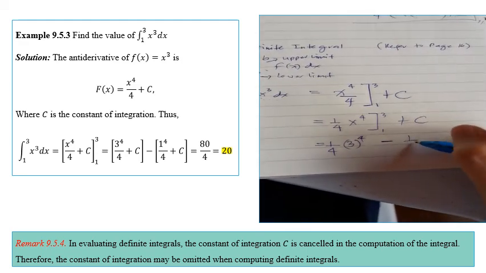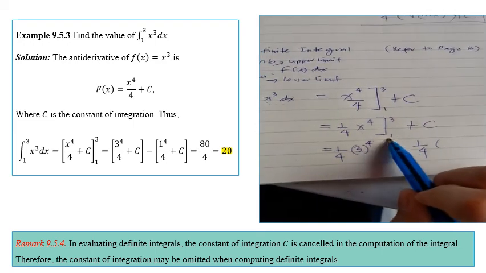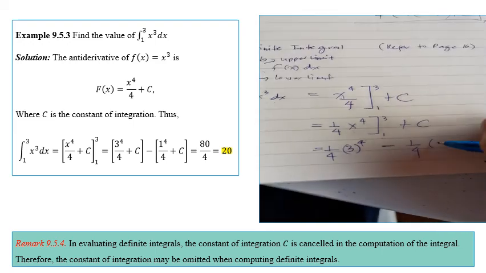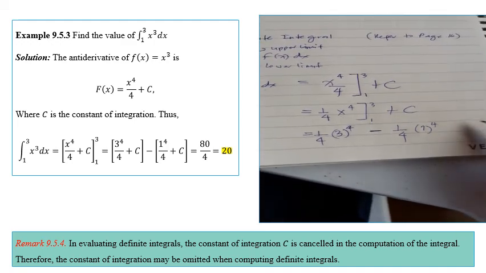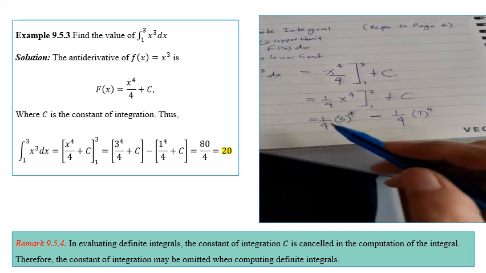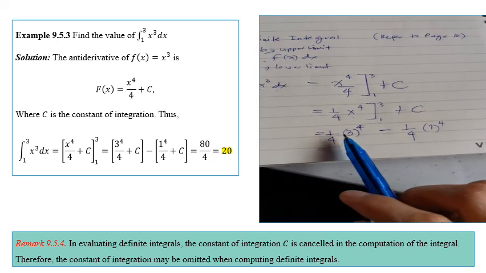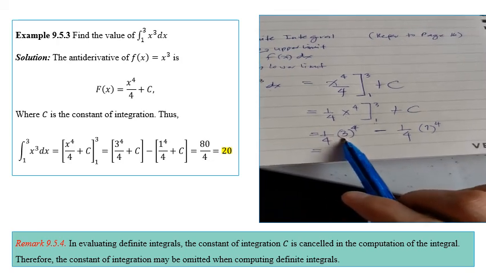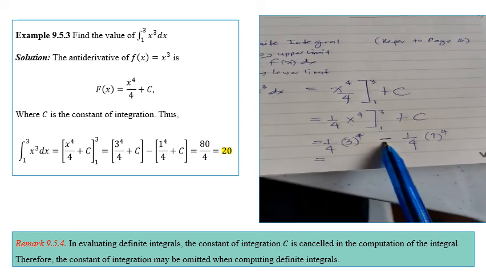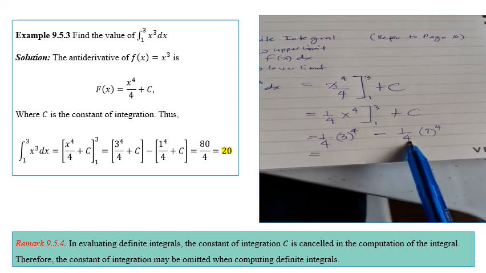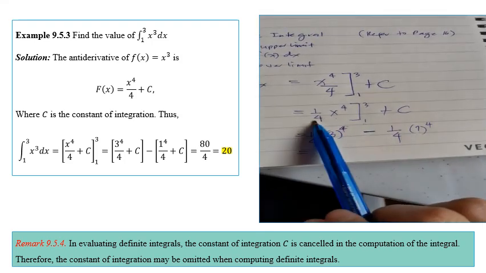So magiging 1 over 4. Diba ang x is papalitan natin ng 1 kasi ang lower limit natin is 1. 1 raised to the power of 4. So natanggal na si C. Okay. Di na natin isusulat si C kasi constant lang din naman yung makukuha natin dito. So, 1 over 4, si 3 galing yan doon, si 4 is galing doon. Always minus ha, and then 1/4 times si 1 galing yan doon.